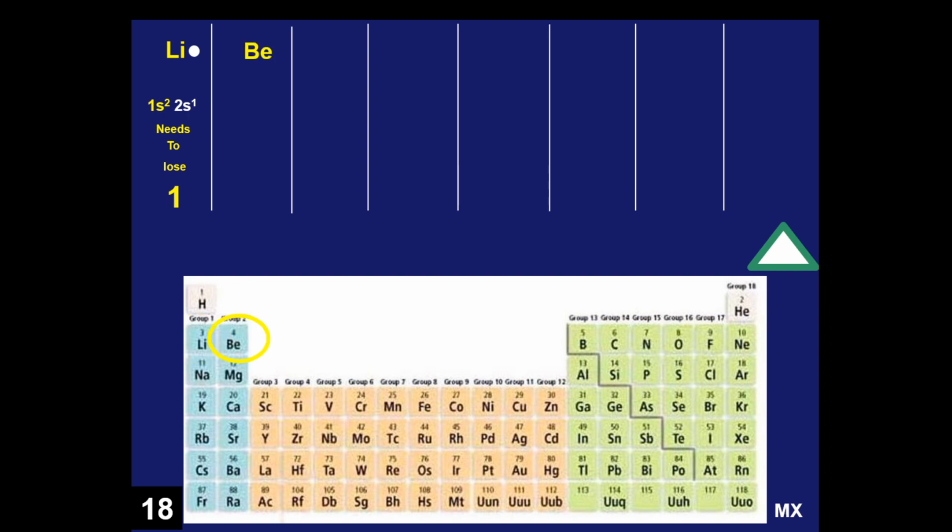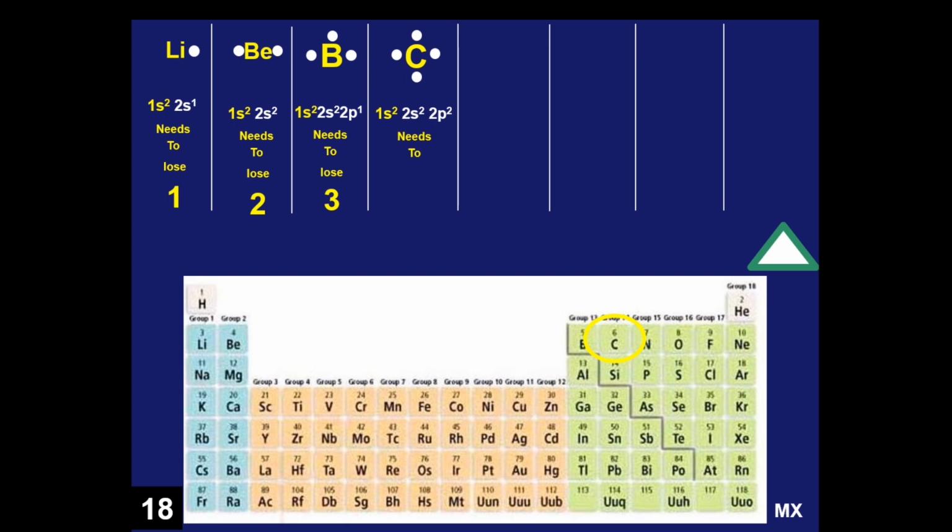All right. Beryllium. Beryllium is 1s2, 2s2. So it's going to lose 2 electrons. It would be the easiest way for it to get a noble gas configuration. Okay, boron. Boron, configuration 2s2, 2p1 in the outer shell. That means it has 3 electrons. It's going to be likely to lose those 3 electrons. Or we could get into sharing later on.